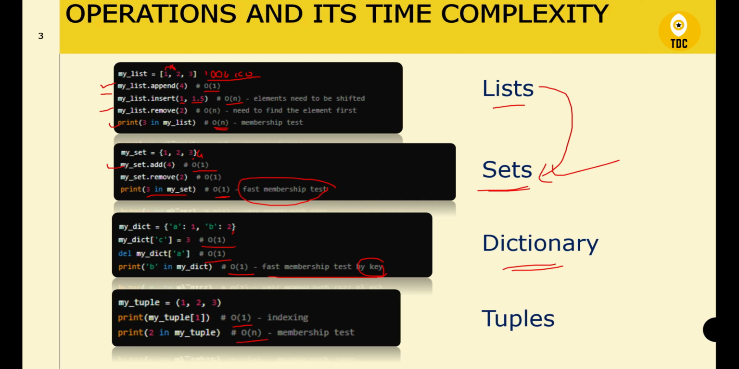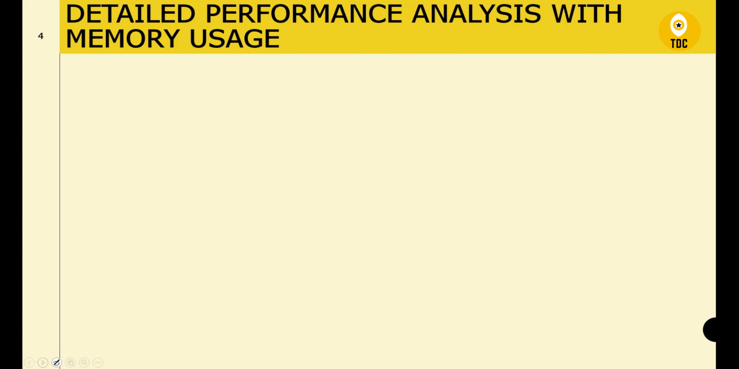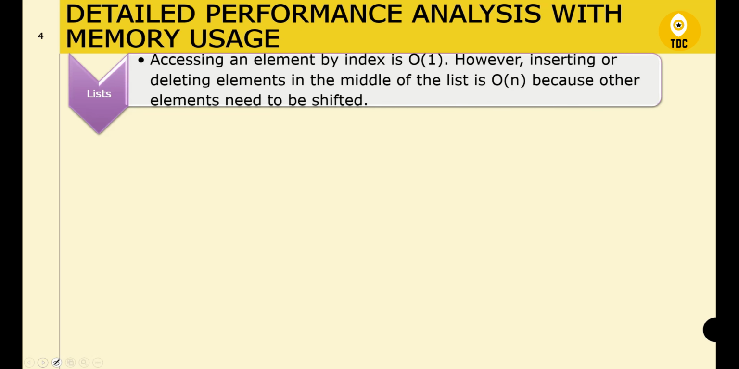Okay, so now let us move to the next one, where we understand the detailed performance analysis, and we will see the memory usage also here. So first is list. What we are saying is accessing an element by index is big O of 1. So that is what we have seen. However, inserting or deleting elements in the middle is not big O of 1 because the elements need to be shifted. So that we have already seen.